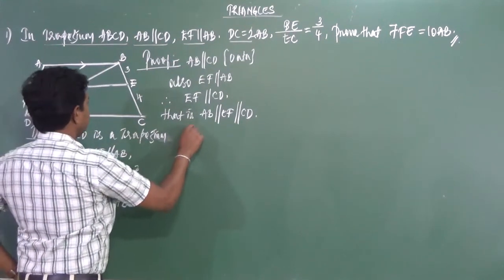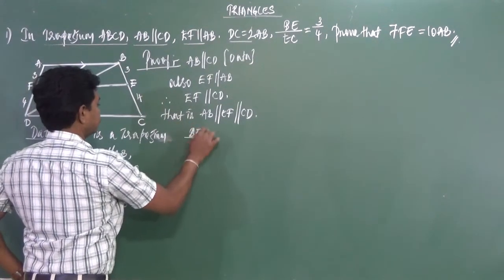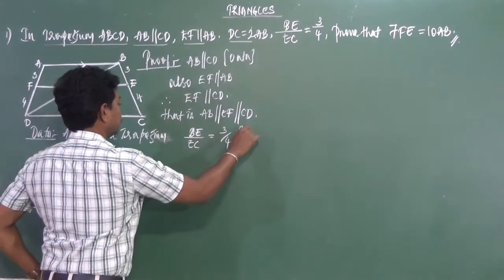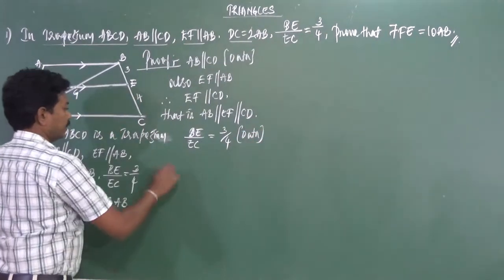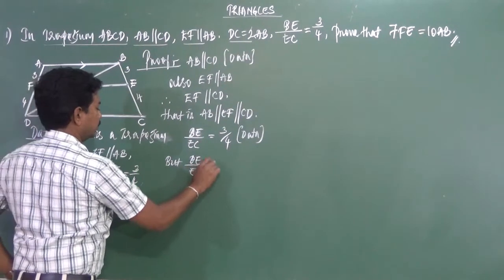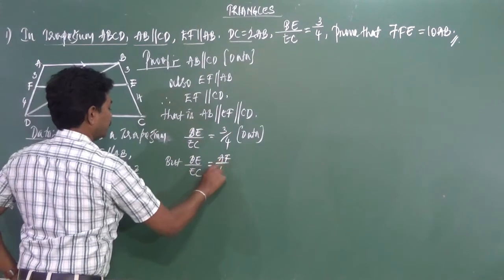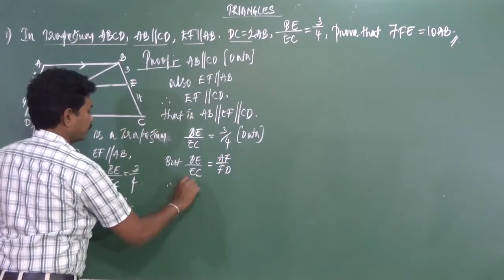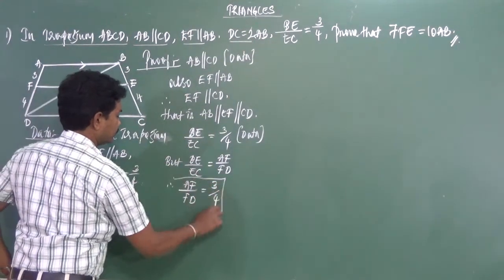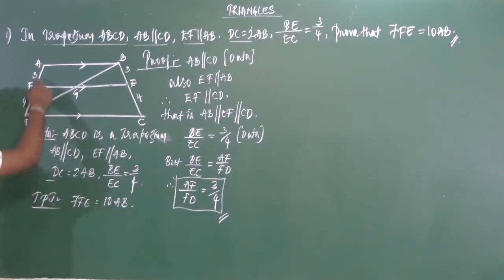So BE by EC is equal to 3/4. It's according to the data. But BE by EC is equal to AF by FD. So therefore, AF by FD is also equal to 3/4. This is a very important result. AF by FD is also equal to 3/4.